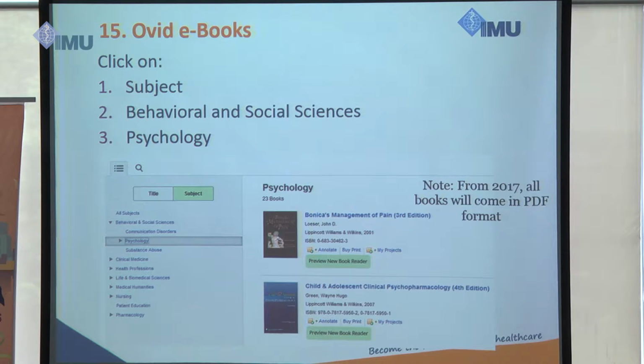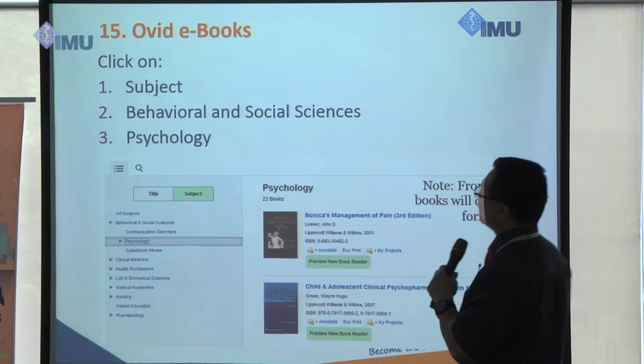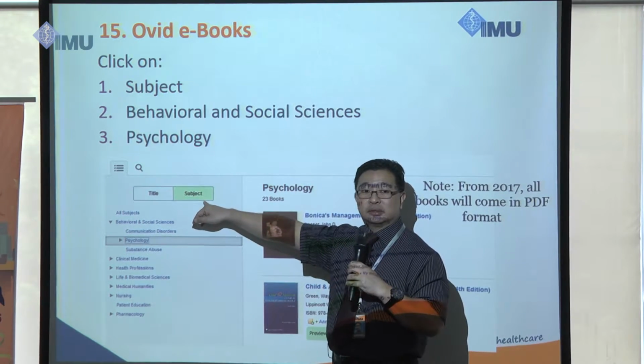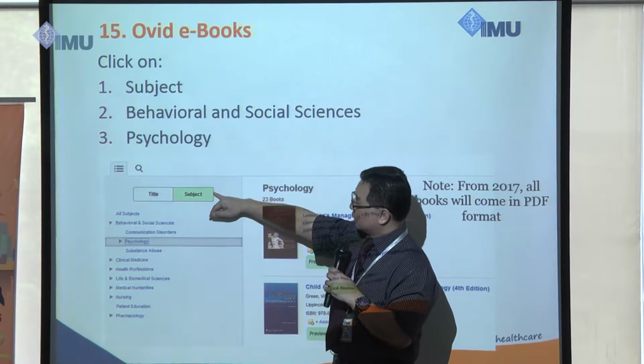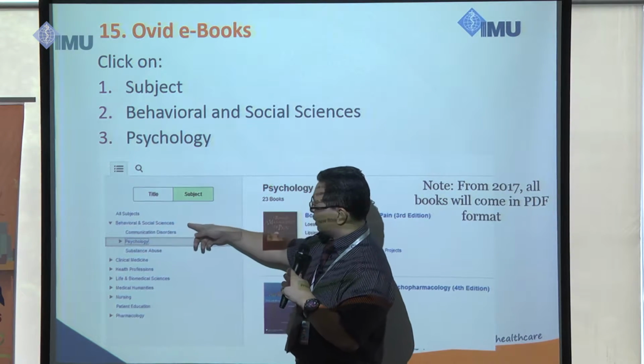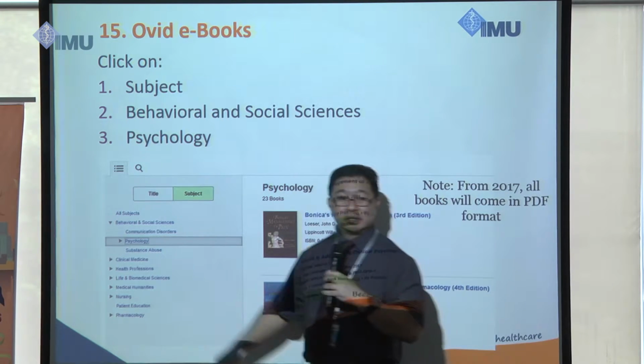Now, here is a bit more specific. You've got to go step by step on that one. Once you go here, click on subject, the green area. Click on subject, and then this will pop down. Then click on behavioral and social sciences, and then click on psychology.